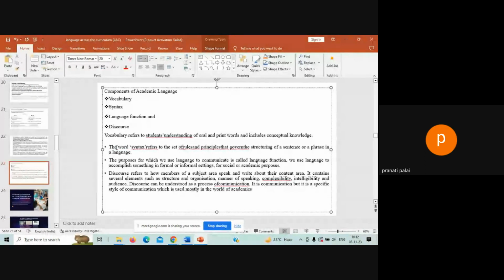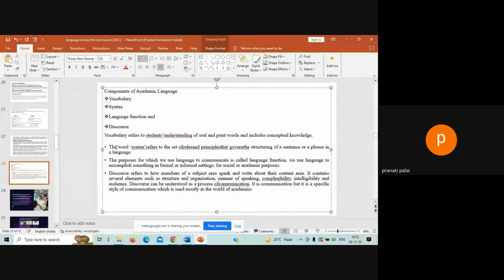The word syntax refers to, so what is syntax? The word syntax refers to the set of rules and principles that govern the structuring of a sentence or a phrase in a language. So syntax is particularly concerned with the structure of words in a particular sentence, a syntactic pattern.